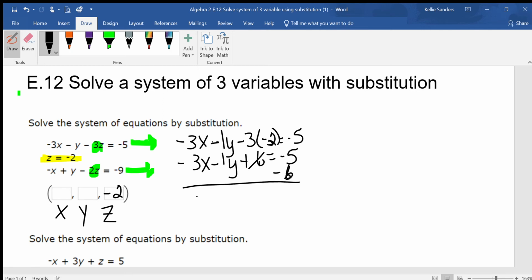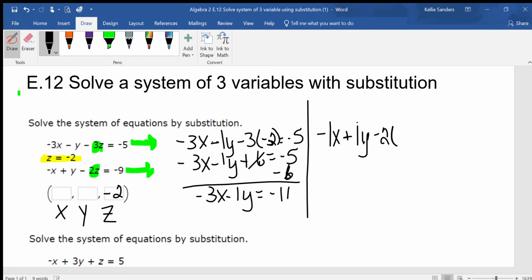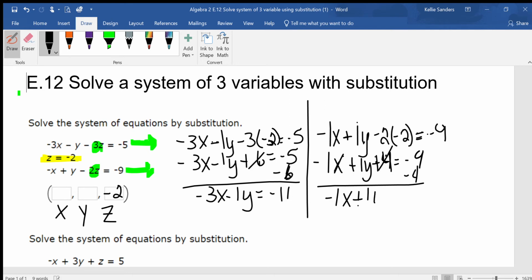And now we're going to get our x and our y on one side. -5 and -6 is -11. Now we're going to do the other one. -1x plus 1y minus 2z, which is -2, equals -9. -1x plus 1y, -2 times -2 is a +4, equals -9, minus 4, -1x plus 1y equals -13.